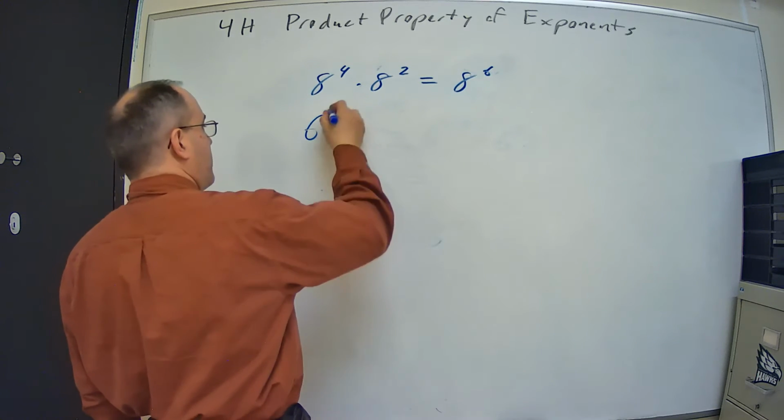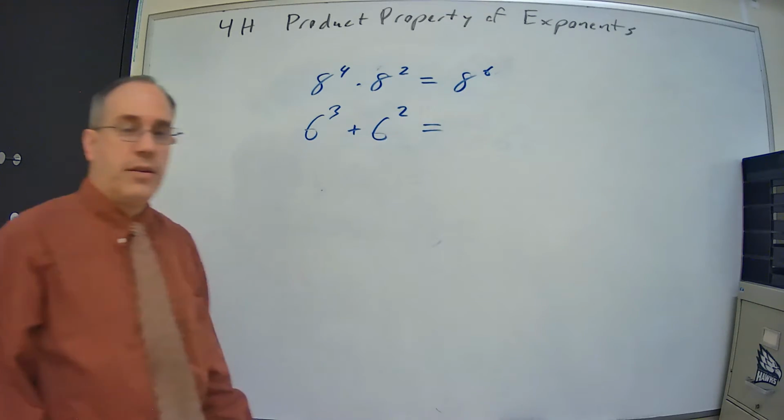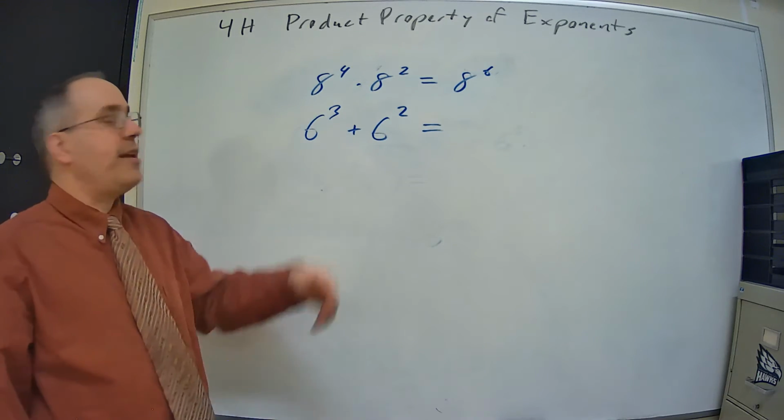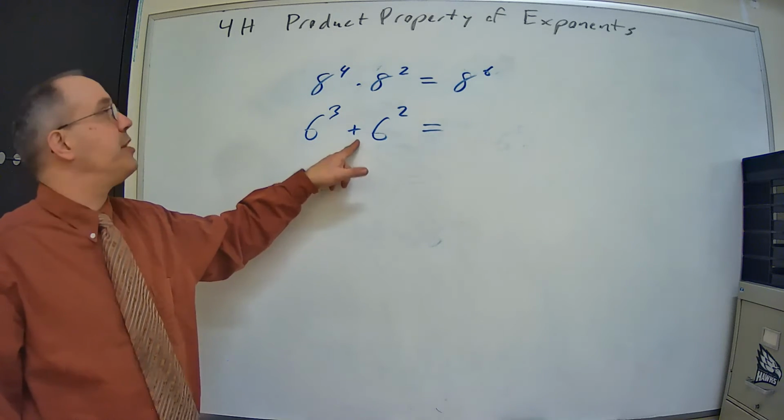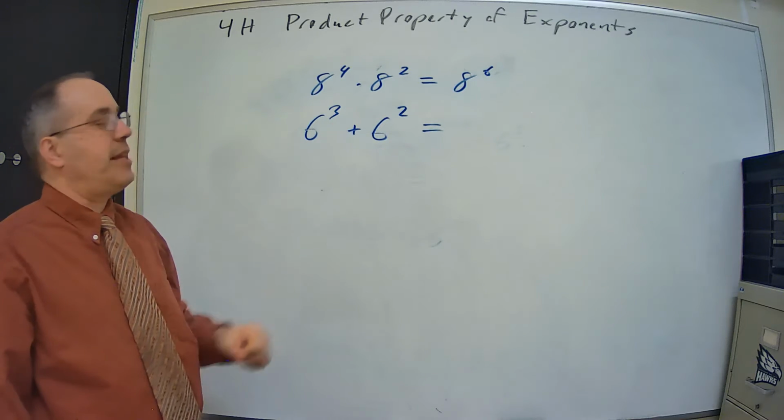What if I have 6 cubed plus 6 squared? Can I write that as a single base? Well, that's addition. This is the product property of exponents. No, I can't. I can't write that as a single base.